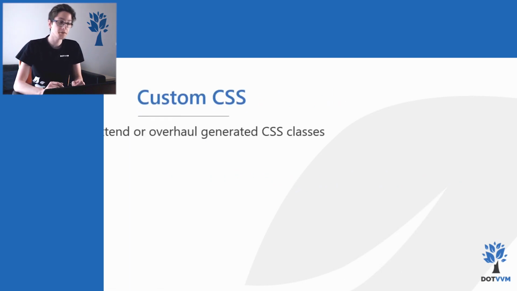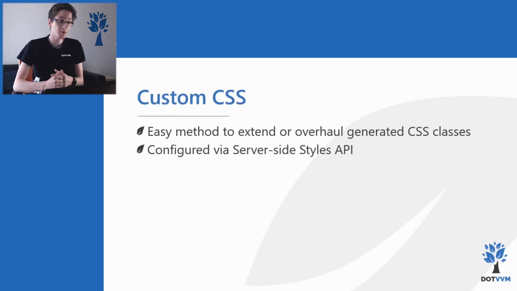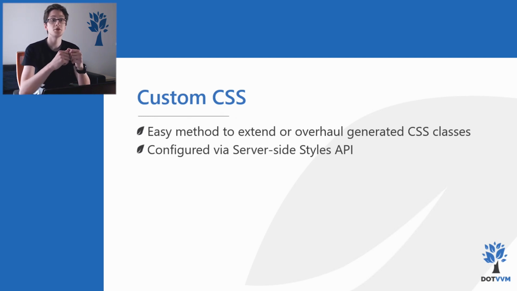The second feature is custom CSS. Previously, it was only possible to change the structure of generated HTML, and especially the CSS classes used, with inheritance. Unfortunately, this approach requires you to have extensive knowledge of inner DotVVM workings and the way the controls are constructed. The new custom CSS allows you to create new classes, remove the old ones, or completely replace overused classes. The custom CSS is configured via the server-side styles API.